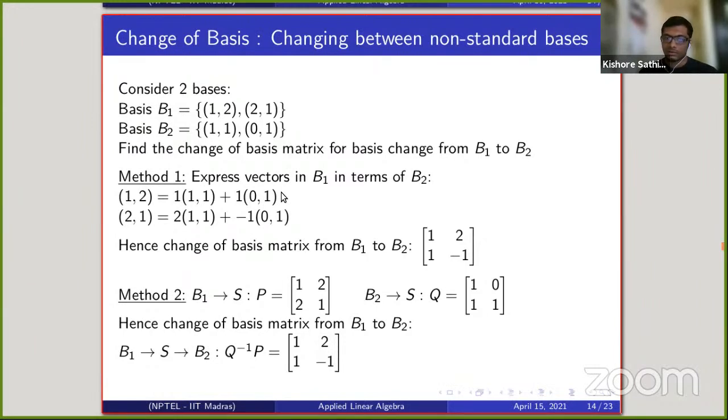Q inverse times P. So you can notice how by both methods, we get the same thing. I have not actually explicitly shown the multiplication Q inverse P, but in a 2 by 2 case, you can quickly multiply the 2 matrices and check that Q inverse P will give you the same 1, 2, 1, minus 1 as method 1.